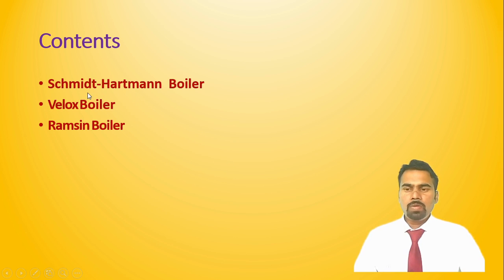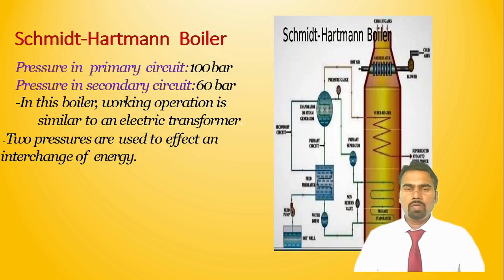So the first type is Schmidt-Hartmann boiler, then we will see Velox boiler and Ramsin boiler. We'll see their construction, working, advantages, and disadvantages. So let us start with the first boiler, that is Schmidt-Hartmann boiler. This is a high pressure boiler.